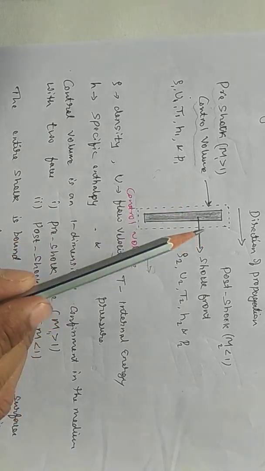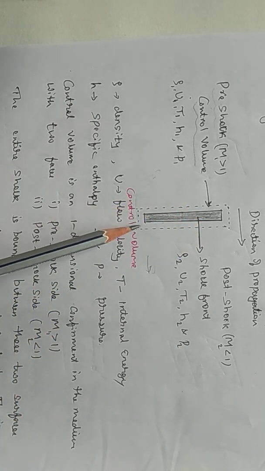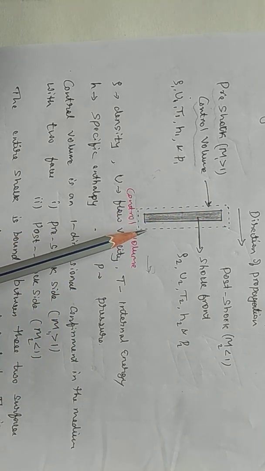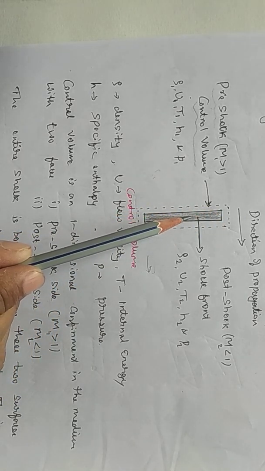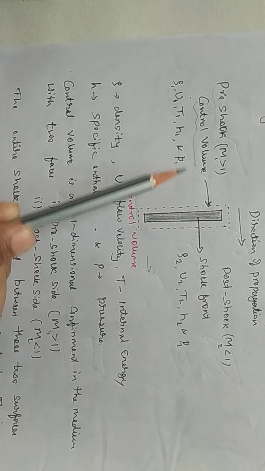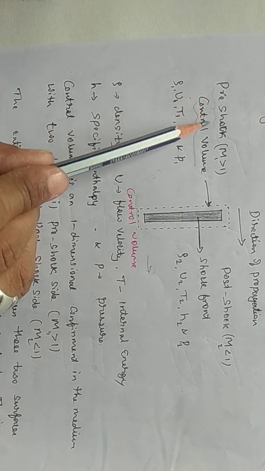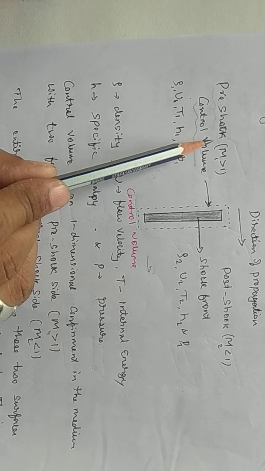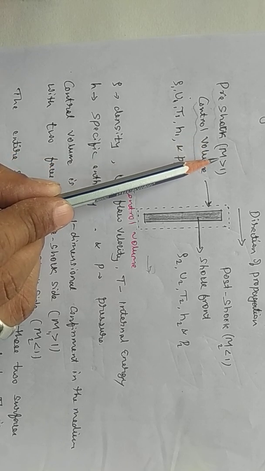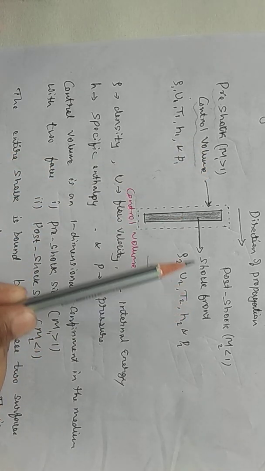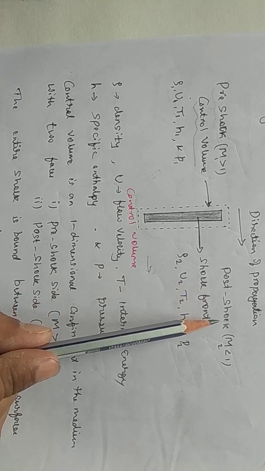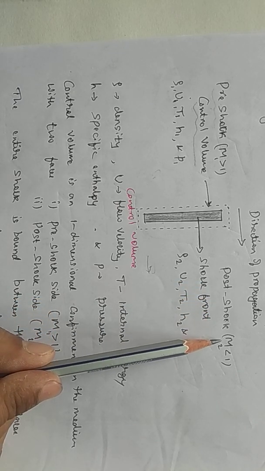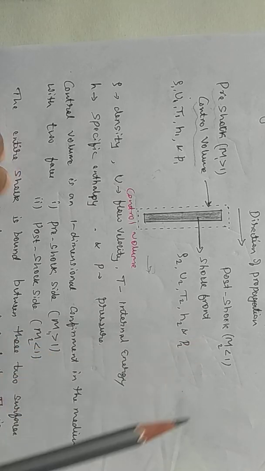So let me repeat once again. The control volume is here, the dotted line. It is a thin imaginary layer which is surrounding the shock waves. So on the left side, before, it is known as the pre-shock region, where Mach number is greater than 1, and on the right side it is the post-shock side, where Mach number is less than 1.